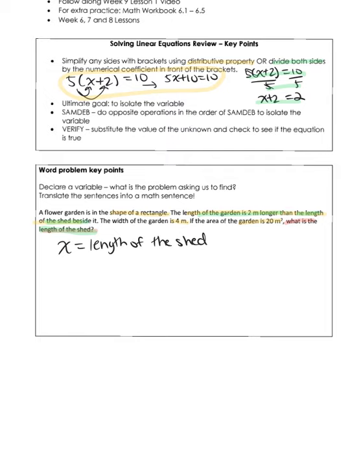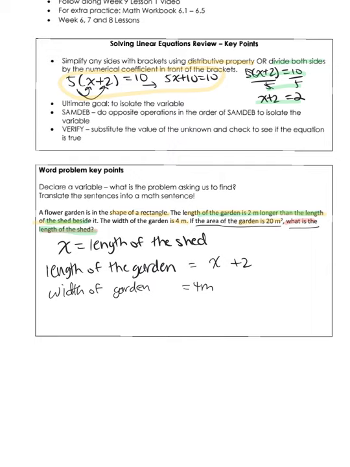So the garden is 2 meters longer than the length of the shed. So the length of the garden is 2 meters longer than, so we're going to add 2 to the length of the shed, and we said x is going to represent the length of the shed, okay? And we also know that the width of the garden is equal to 4 meters. And it gave us the area, and it's asking for the length of the shed.